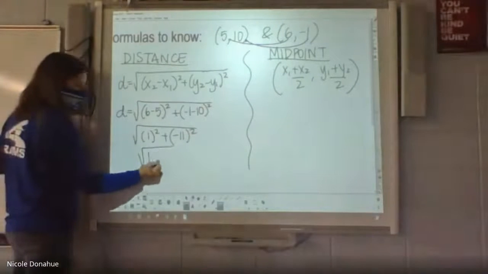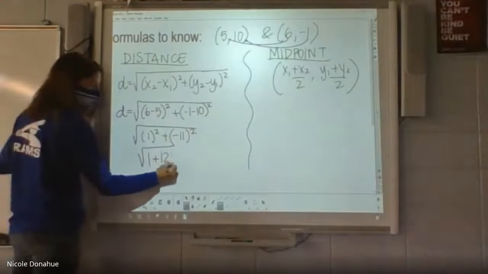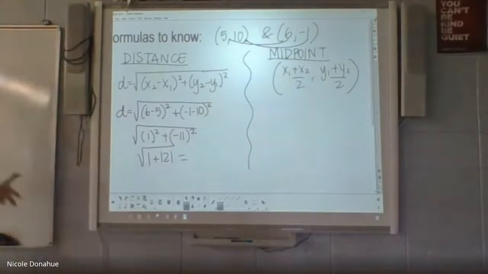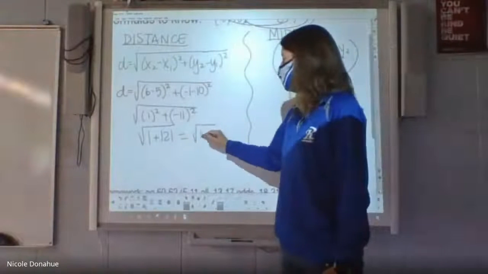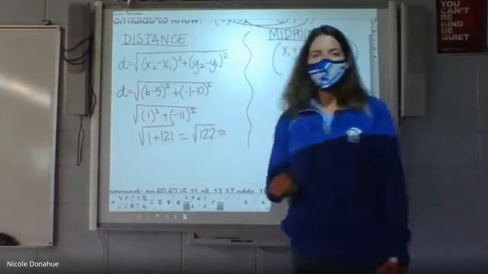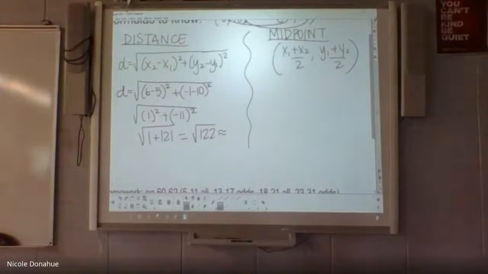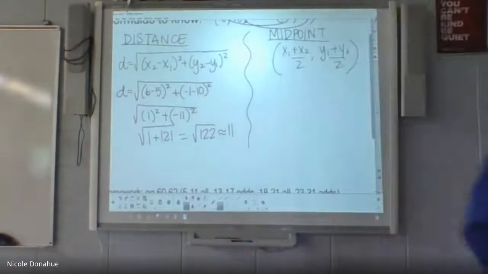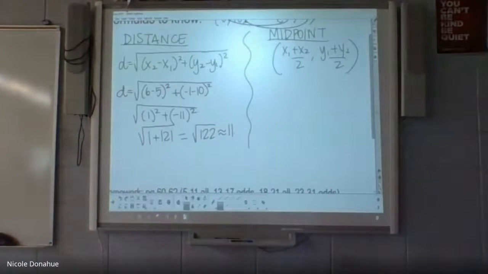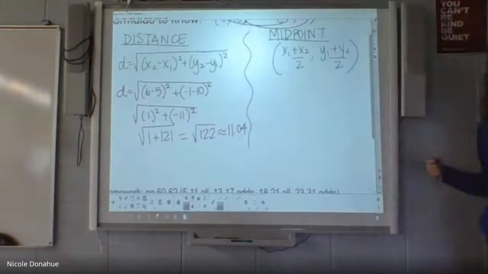1 squared is just 1. Negative 11 squared is going to be a positive 121. Again, this is why we want our calculators, because this is not going to be a nice number. I'm going to do 122. I'm going to take the square root of that in my calculator, and I get about 11 point something. Again, anyone do it? What did you get? 0.04. Also, almost exactly 11. Not quite though, because the square root of 121 would be 11.